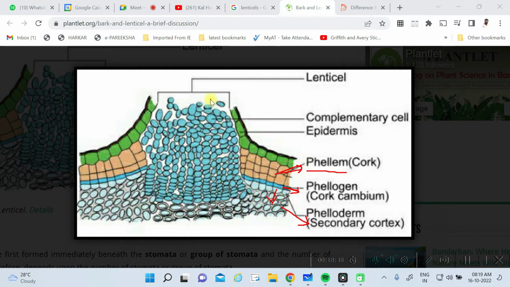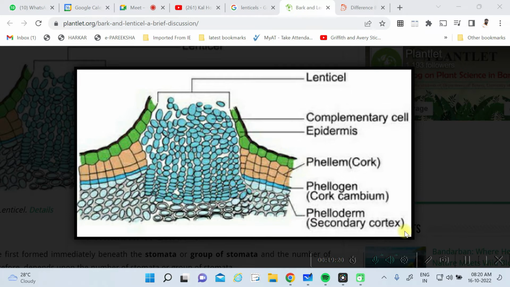Now here you are able to see the cork is loosely arranged. See here, you can see it is very compact. This is very tight, and this is very tight, without any intercellular spaces. But in some regions in between, it has very loosely arranged cells. This loosely arranged tissue, which is seen on the old stems, mainly meant for the exchange of gases, we call lenticels. Do you understand what is a lenticel? Yes, sir. Okay.